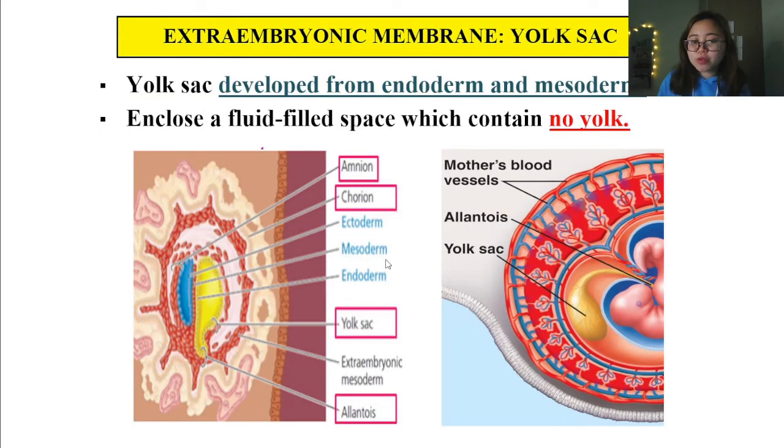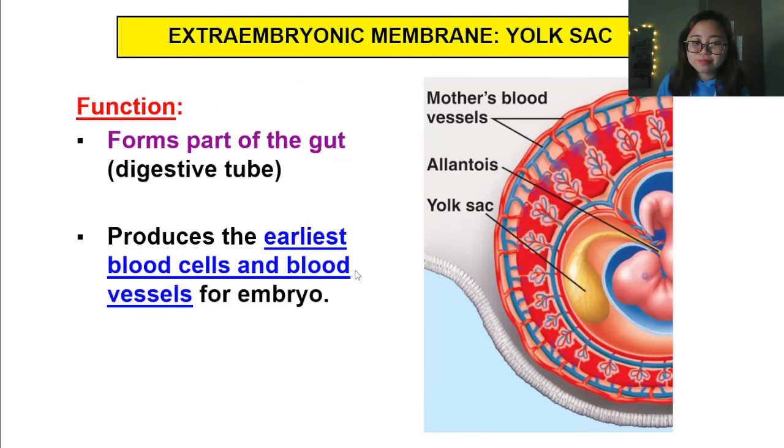The fourth extraembryonic membrane that we're going to talk about is the yolk sac. The yolk sac developed from endoderm and the mesoderm. It will enclose a fluid-filled space which contains no yolk. In humans, no yolk. In other animals, yes, yolk. Okay. Function of the yolk sac is it will eventually form part of your gut. Okay, it eventually forms our digestive tube and it produces the earliest blood vessels and blood cells for the embryo. So when you're an embryo, the yolk sac is what will produce your blood cells and your blood vessels.